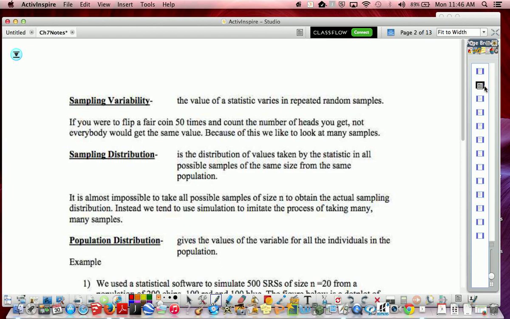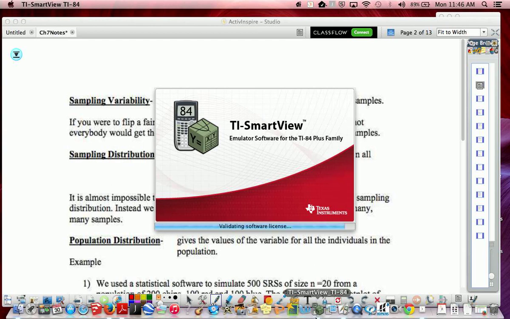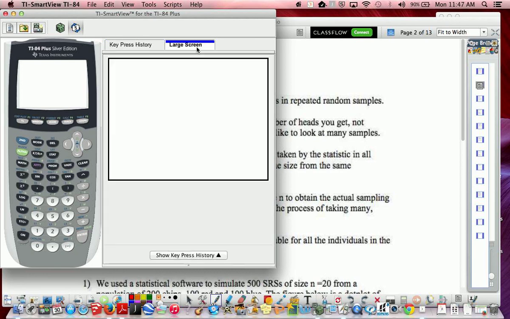If you flip a fair coin 50 times, would you expect everybody in the room to get exactly 25 heads? Probably not. In fact, let's do this for a second. Take out your calculators if you have them with you today. We're going to simulate flipping a coin 50 times. We did it in the simulation back in chapter 5. So let's do it again, pretty quick.